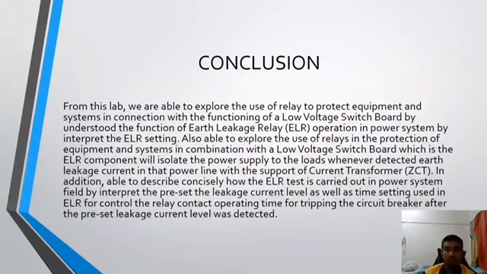In addition, we are able to describe concisely how the earth leakage relay test is carried out in the power system field by interpreting the preset leakage current as well as the time setting used in the earth leakage relay to control the relay contact operating time for tripping the circuit breaker after the preset leakage current level is detected.